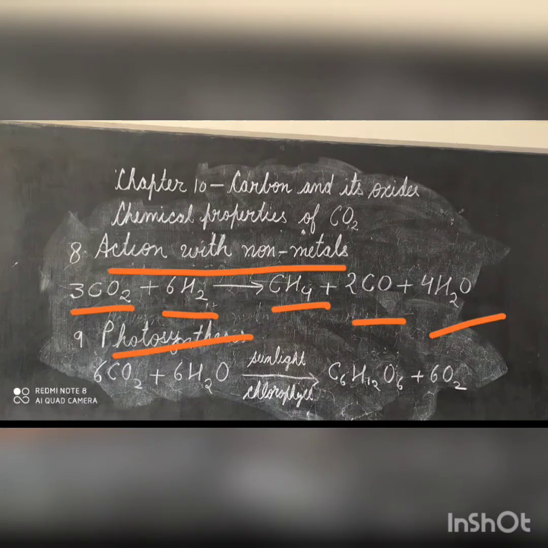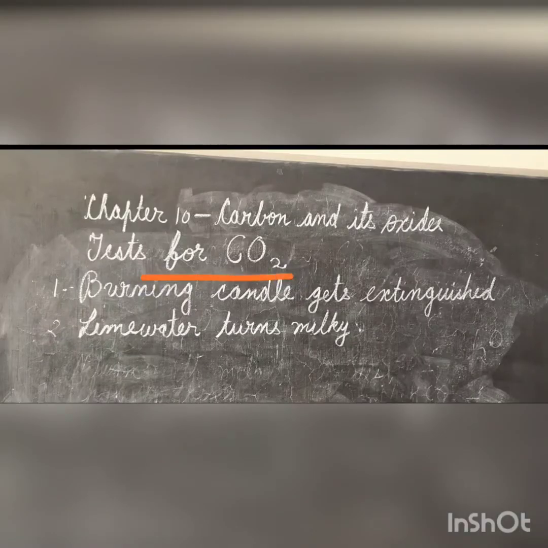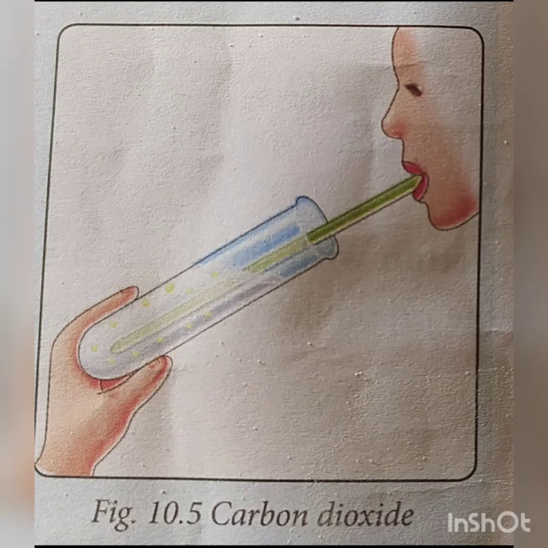Photosynthesis. You have already studied that in the green plants, photosynthesis takes place in which carbon dioxide reacts with water in the presence of sunlight and chlorophyll to form glucose and oxygen. Test for carbon dioxide. When a burning candle is introduced in a gas jar filled with carbon dioxide gas, it gets extinguished. When carbon dioxide is passed through the lime water, it turns milky.